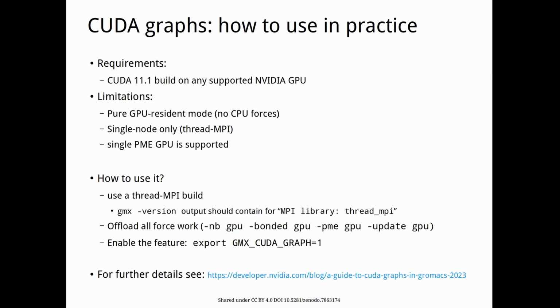Slight limitations: you need pure GPU-resident mode, so GPU only, no CPU forces. Single node only, because we rely on thread MPI for multi-GPU, and therefore only a single PME GPU is supported. And how you use it: you need to make sure that you have a thread MPI build. You can check the GMX version header for that.